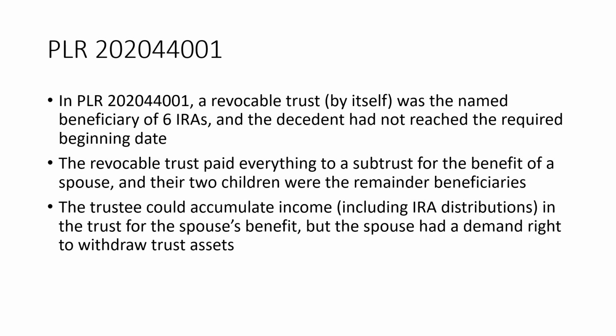And in this case, the trustee could accumulate income, including IRA distributions, in the trust for the spouse's benefit, but the spouse had a demand right to withdraw trust assets. Now, the ruling only says that the withdrawal right applied to trust assets. It doesn't specify whether it was income or principal or both. It just says trust assets.